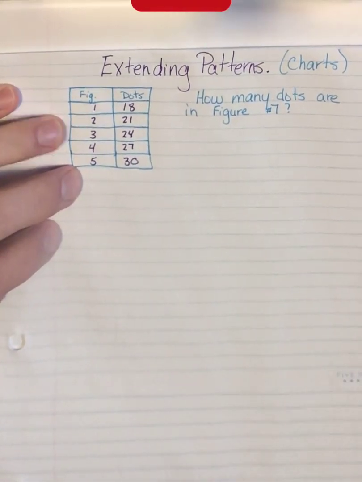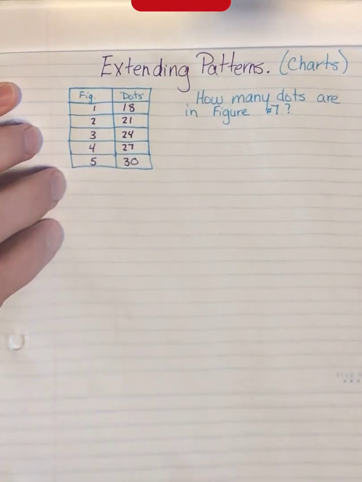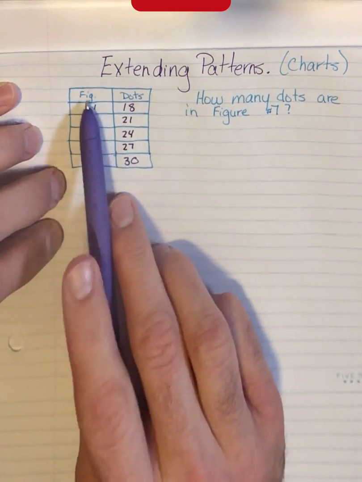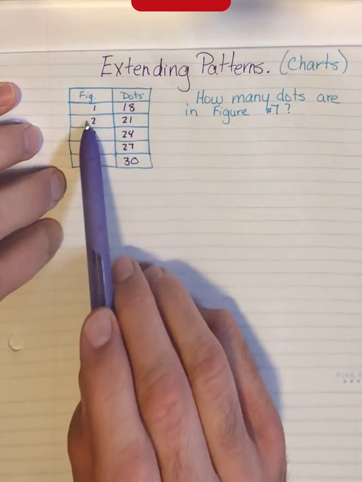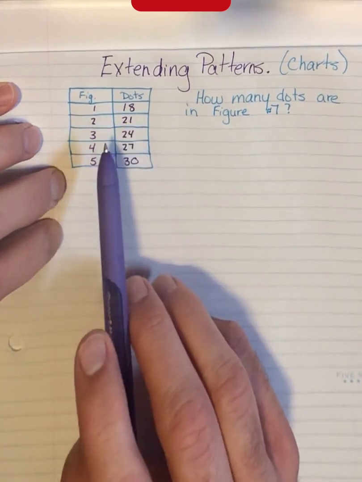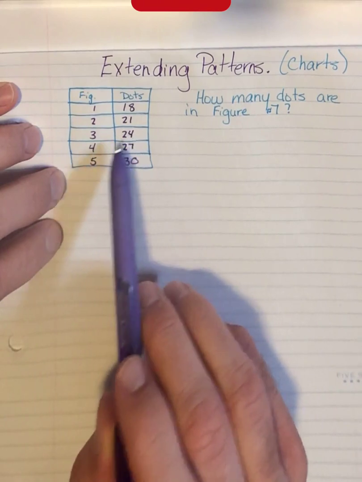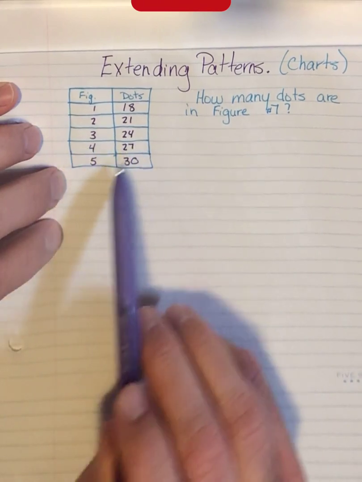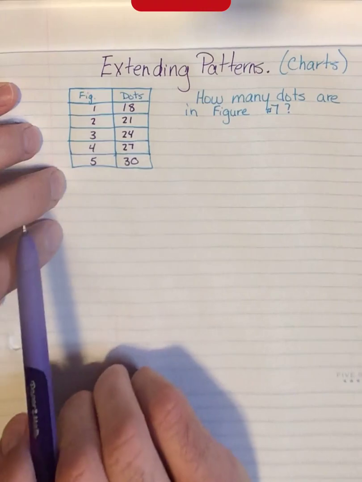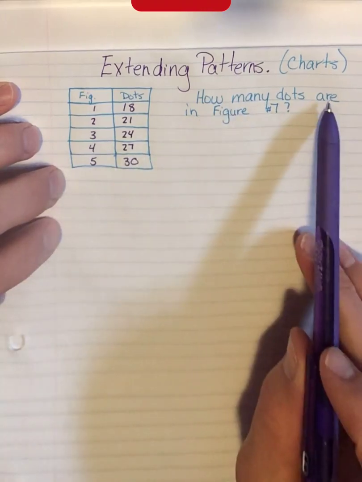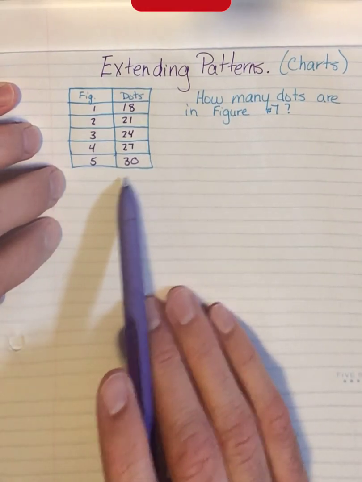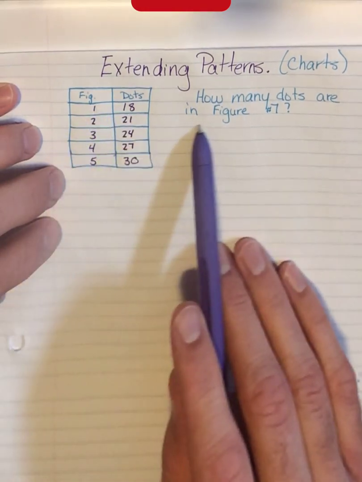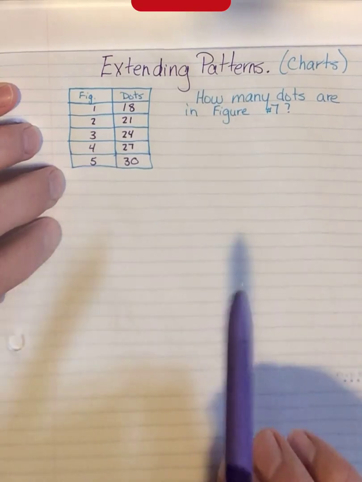So here I have a chart. It says figure number and dots. In figure 1 there's 18, figure 2 there's 21, figure 3 there's 24, figure 4 there's 27, figure 5 there's 30. And the question is, how many dots are in figure number 7? So I have to figure out the pattern so that I can extend the pattern to the 7th figure.